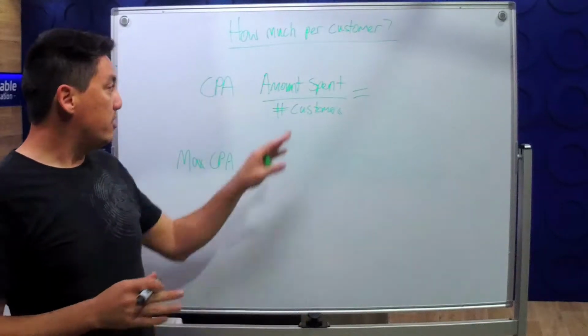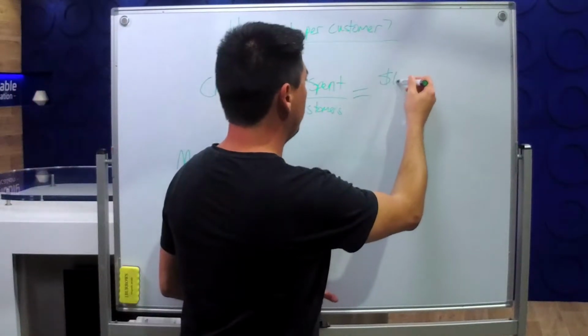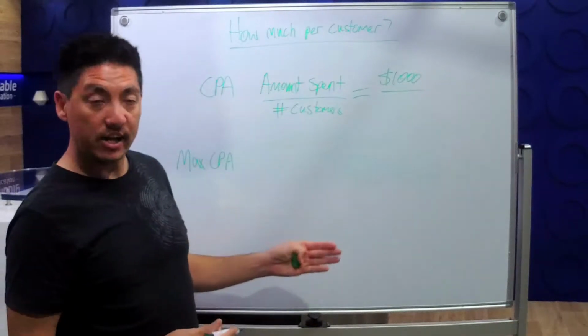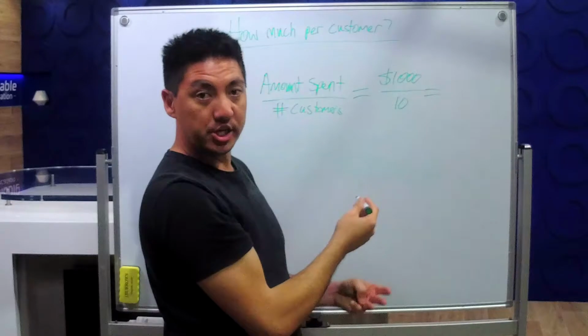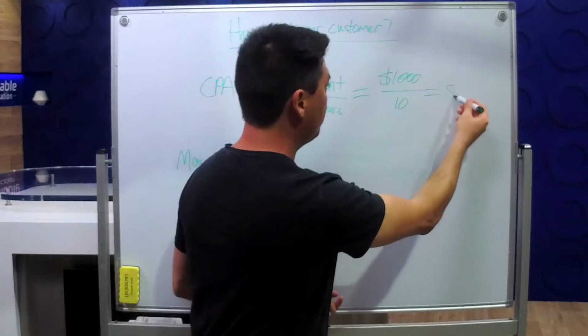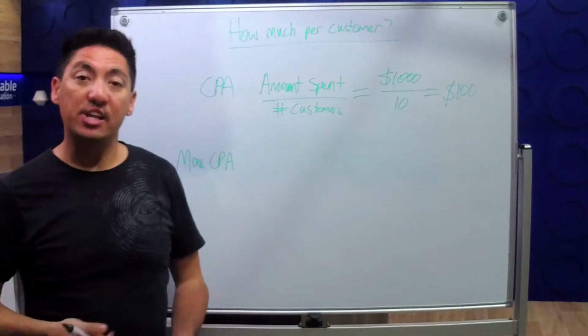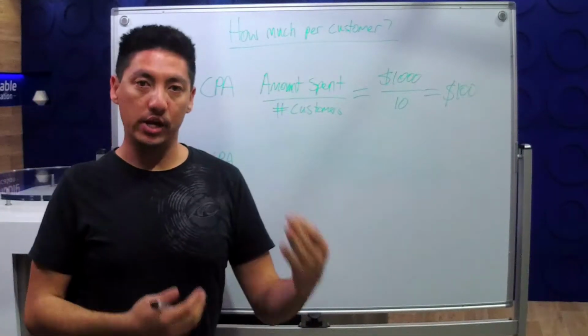So for example, if you've spent $1,000 in your ads, $1,000, and you've acquired 10 customers, that means your cost per acquisition is $100. So what this means is that for every $100 you spend on Facebook ads, you get one new customer.